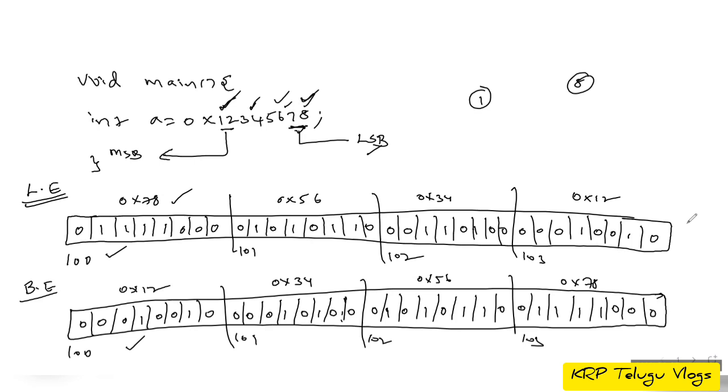Sir, note down, in Big Endian machine, 0x34, sir. 3 is wrong. 0011. Big Endian machine, sir, 101 memory location, 0x34, okay, 0011. Yeah, correct. Note down this.